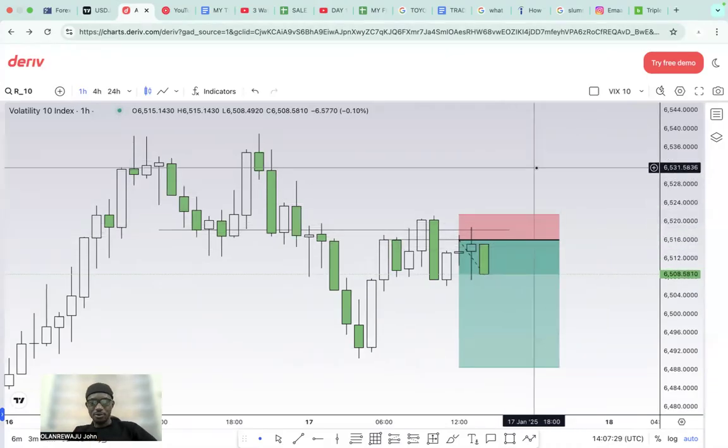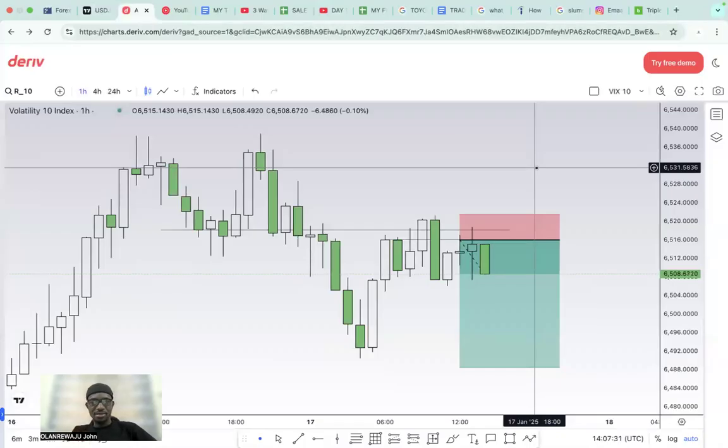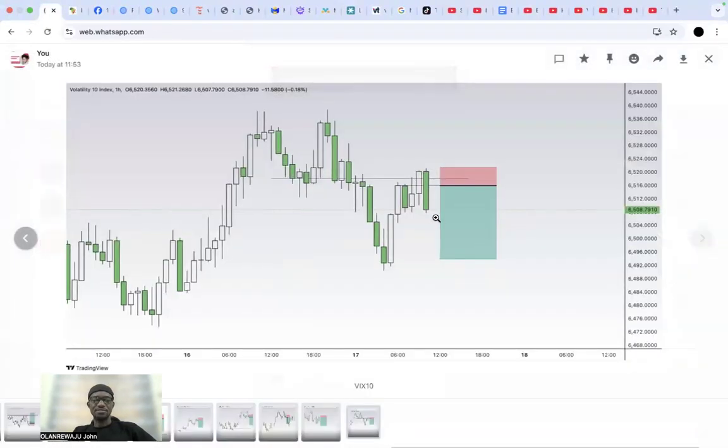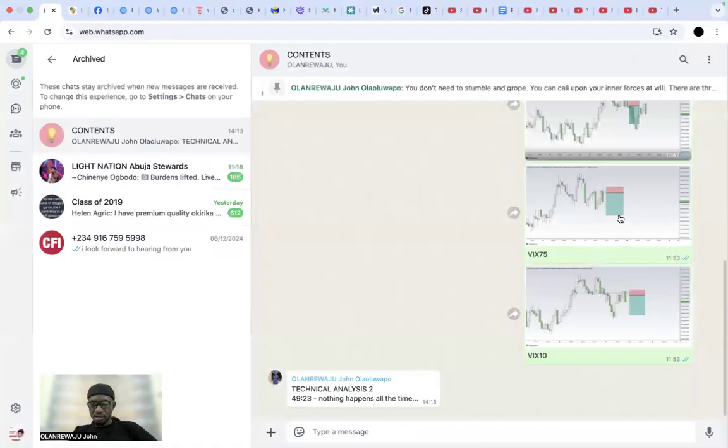Let me go and look for where I screenshotted both of them. Okay, so this is my WhatsApp, where I talk to myself. Can you see this is the VIX 10? Ideally, I could have entered. Can you see? This is perfect. This is an engulfing. Can you see that I could have entered immediately, like they teach? But I just like confirmation.